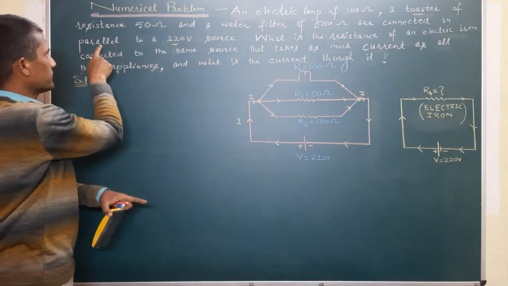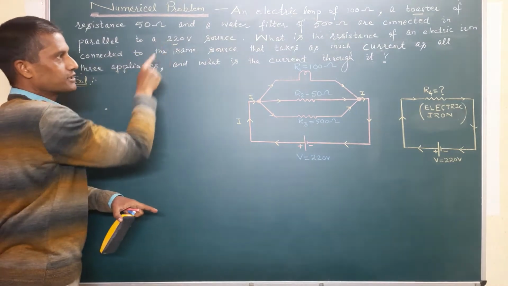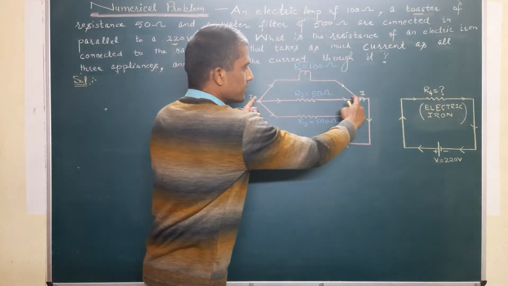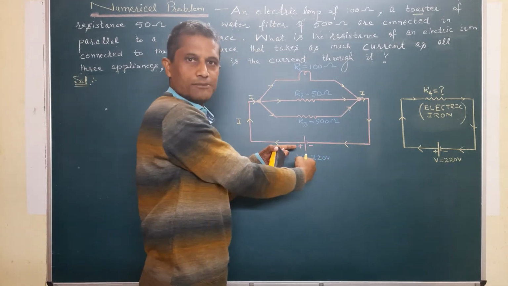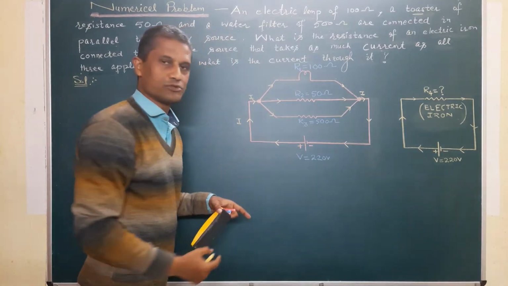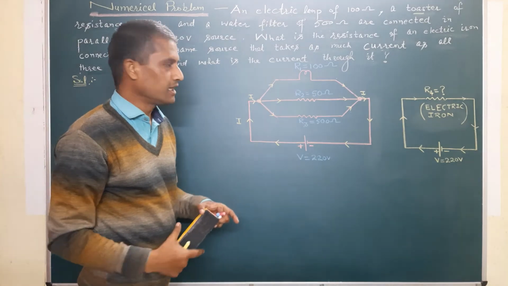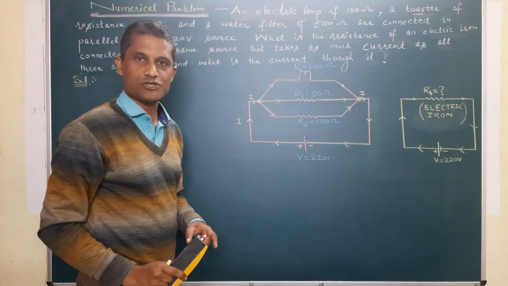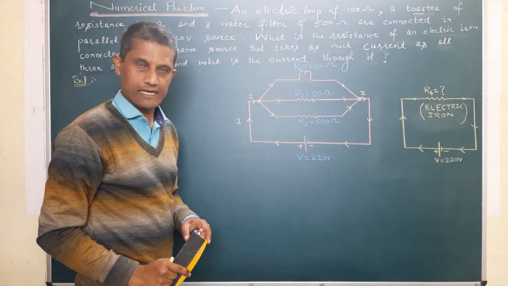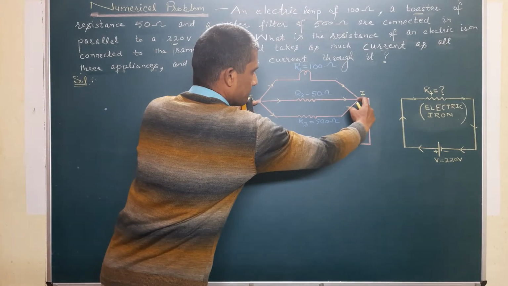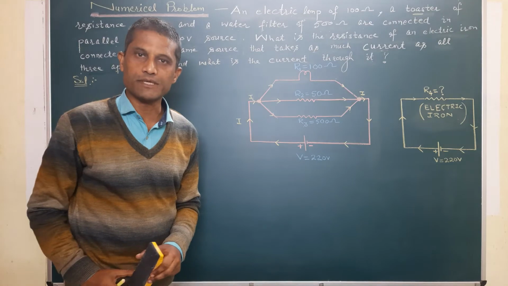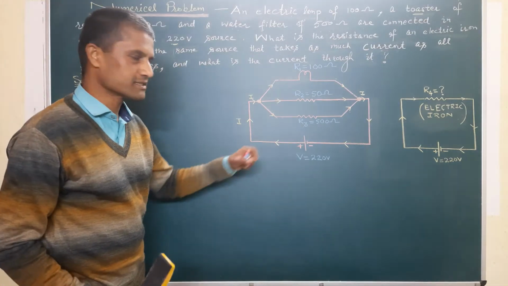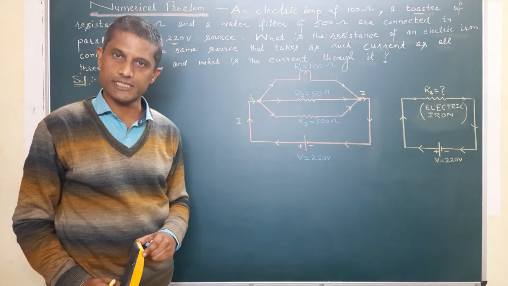Thereafter, what is written here, in parallel to a 220 volt source, means they are connected in parallel and then connected to the 220 volt source. So the 220 volt source is the potential difference applicable to the combination of these three resistors in parallel. So let us have connecting wires taking them to the two different terminals of the battery, and that makes a complete circuit diagram.